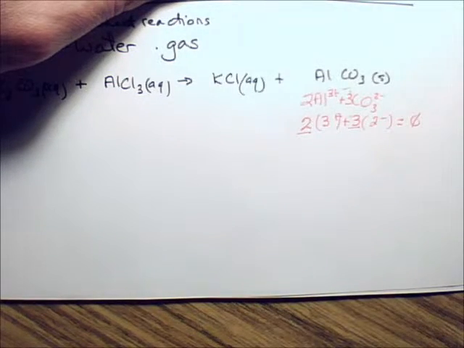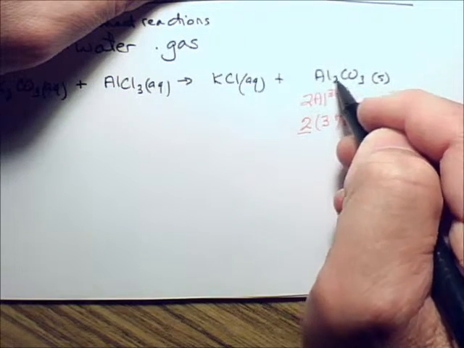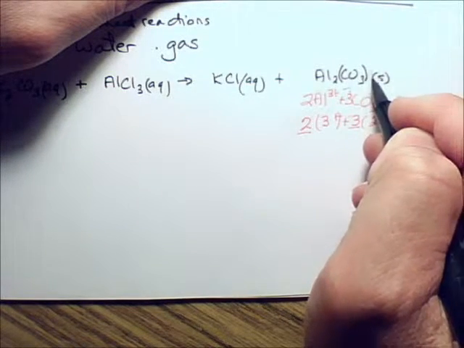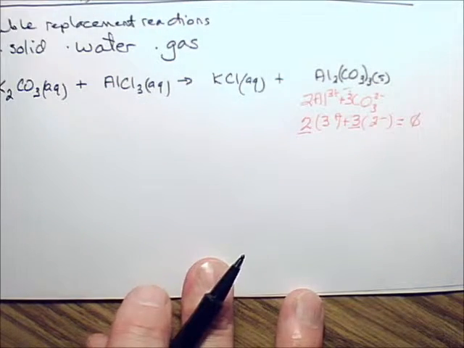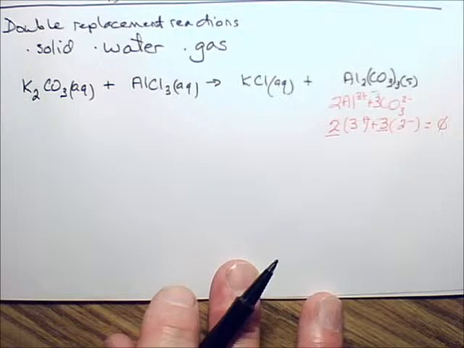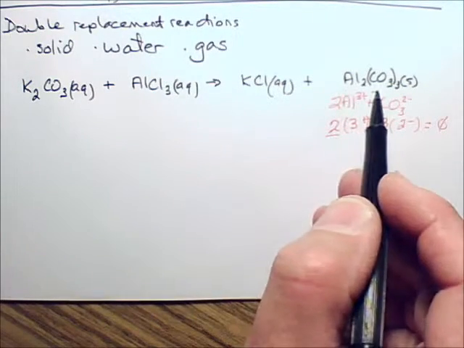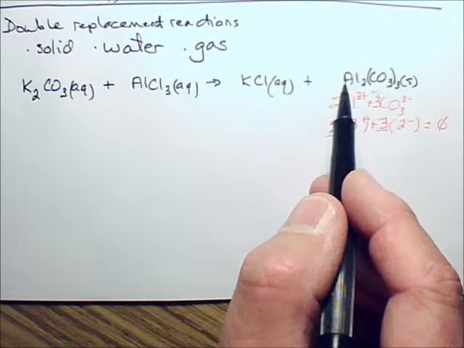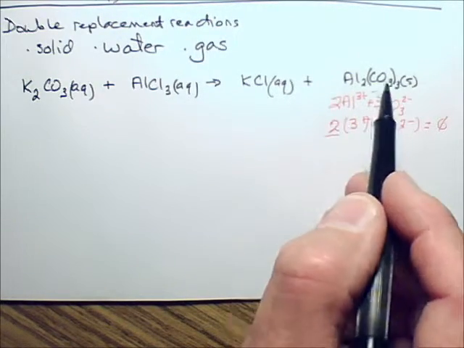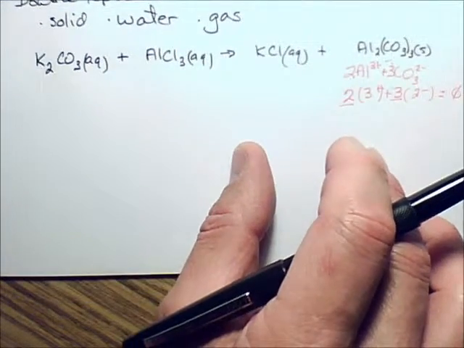So when I write the formula up here, I need 2 of these, 3 of those. So we do have a driving force because we're forming a solid. We have the formula balanced. We're finally ready to balance the equation.